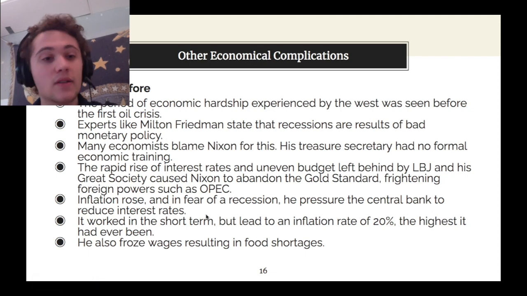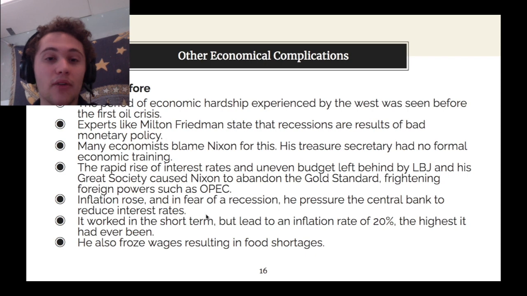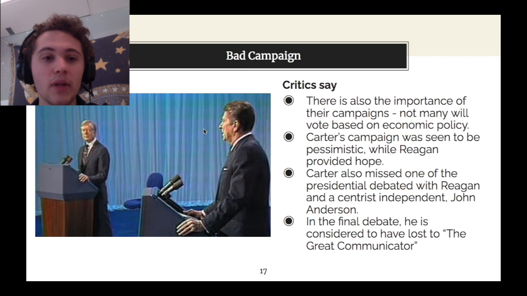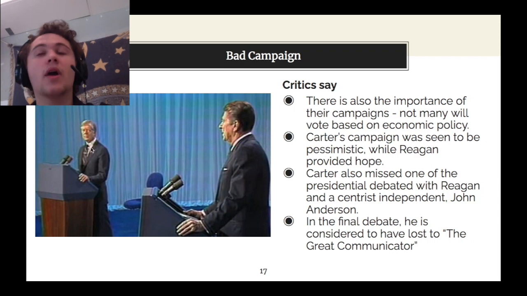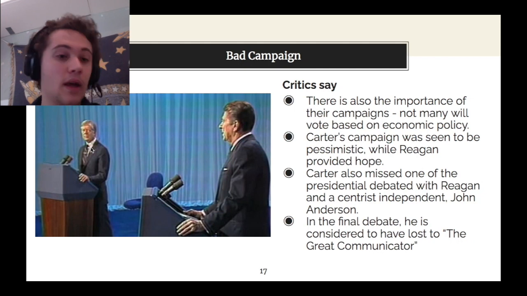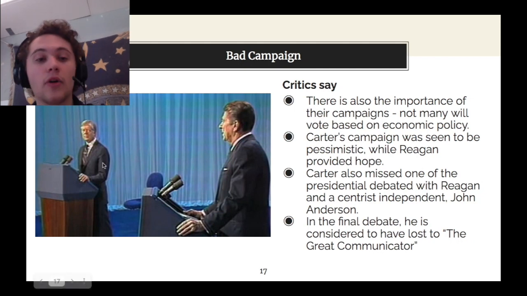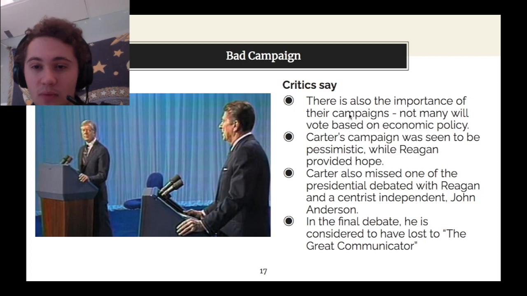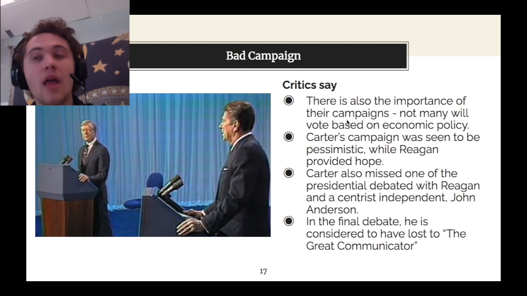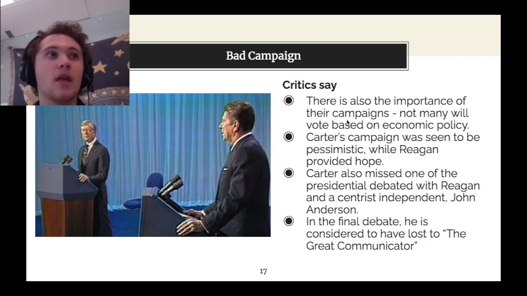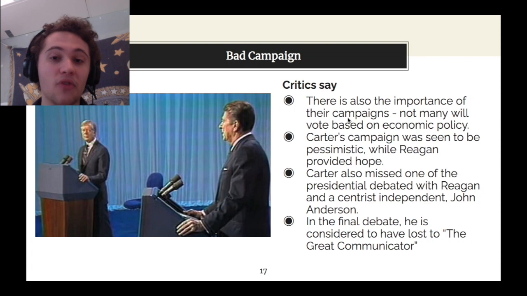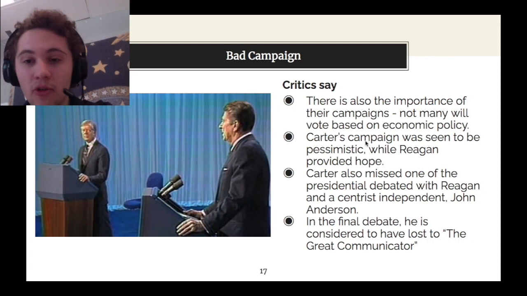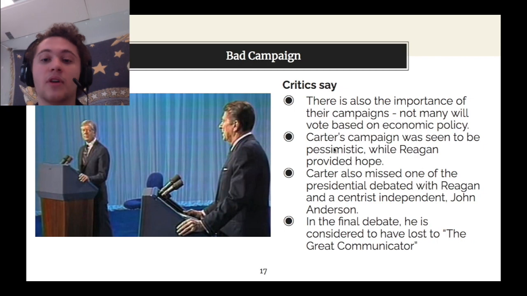So the United States' stagnation and stagflation was a consequence not only of the OPEC oil crisis, but of the economic policies of Richard Nixon. Not only that, but as we talked about, the OPEC oil crisis might have made Jimmy Carter's campaign more difficult, but it is also undeniable that his campaign wasn't as good as Mr. Reagan's. And so most voters, when they're voting on their presidents, don't directly look at their economic policy and think about it. They just go off their campaign. And so Carter's campaign was seen to be pessimistic, and Reagan's provided hope.